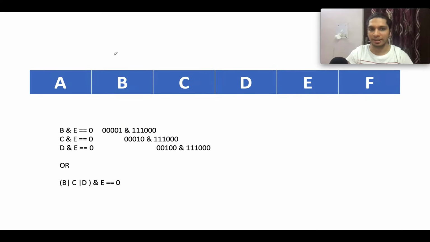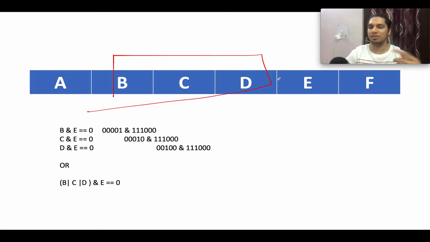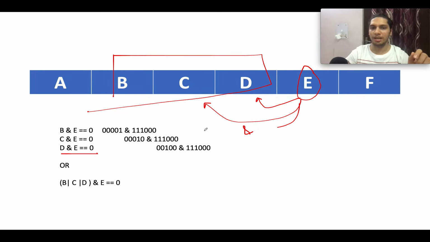So let's consider the case we have three elements B, C, D, and a new element is trying to be part of the sliding window, which is E. And let's consider the case that for E to be added as part of the sliding window, what should be the constraint? D and E should be 0. So the first statement is this. The second statement is C and E should be 0. The third statement is B and E should be 0.